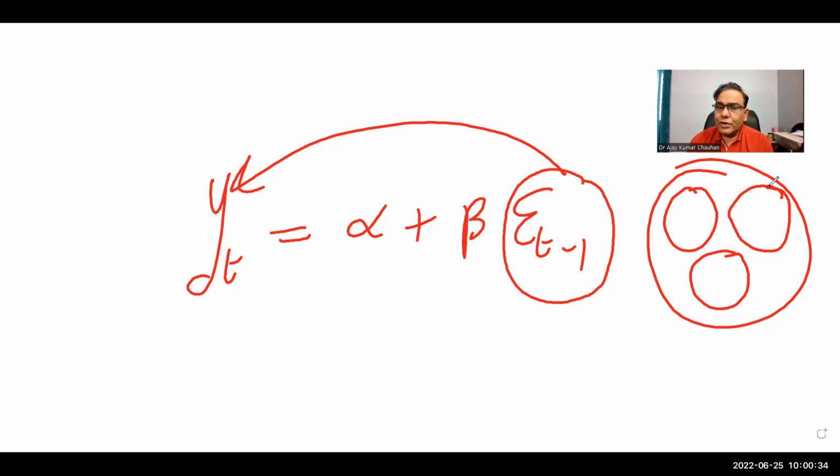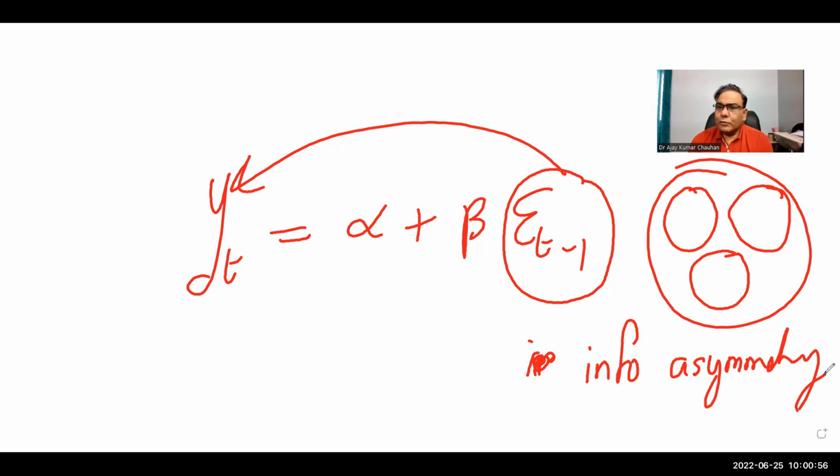So a reaction comes in sequence, and this is because of irrationality and information asymmetry. There is a term called information asymmetry. What is the meaning of information asymmetry? There are two meanings of information asymmetry. Number one, everybody is not having the same information at every point of time. Some investors are well informed. Some investors are not informed. They will get the information after some time.